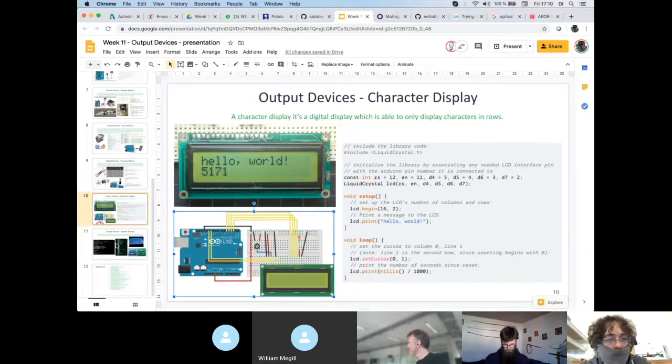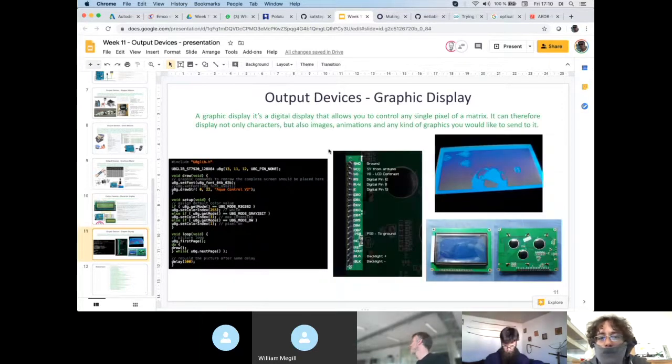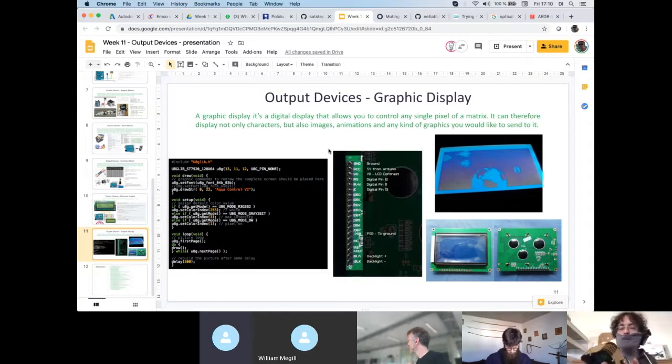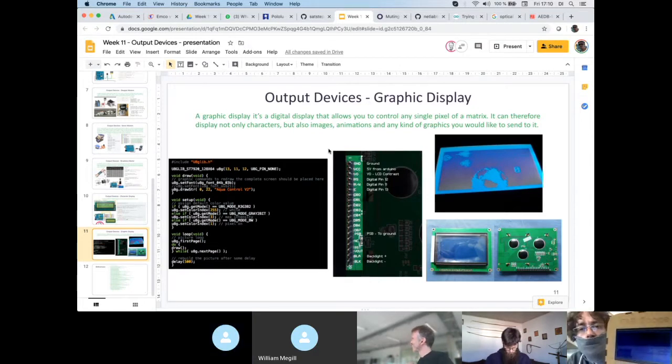I think the other example that we have here is the graphic display. I like this kind of display so much because it can display not only characters, but you can put graphics on it. This one is 128 times 64 pixels. One example here, maybe. Yeah, there is one example. You can throw anything you want on it. In this case, this means you can control every pixel.